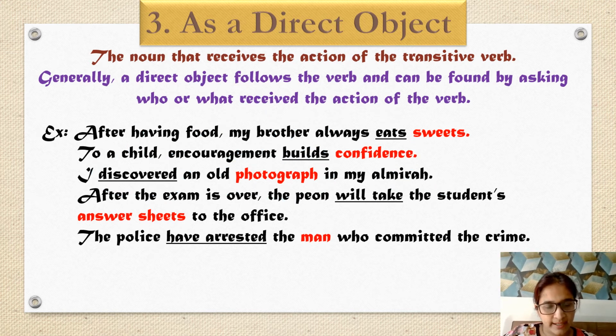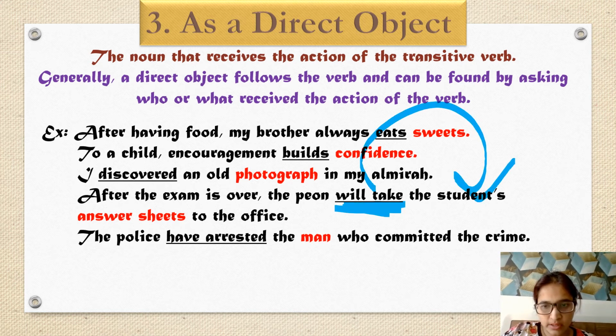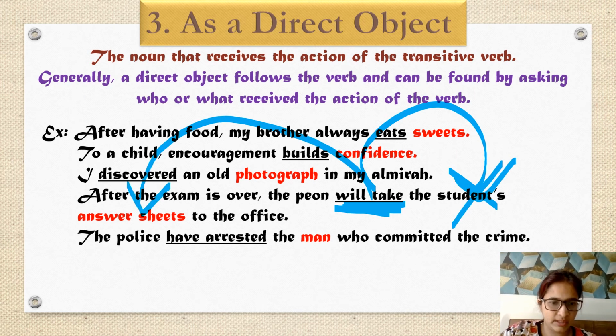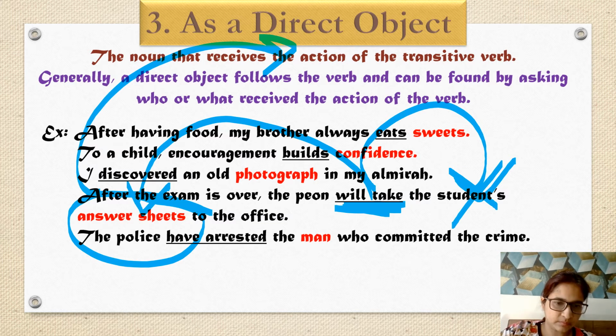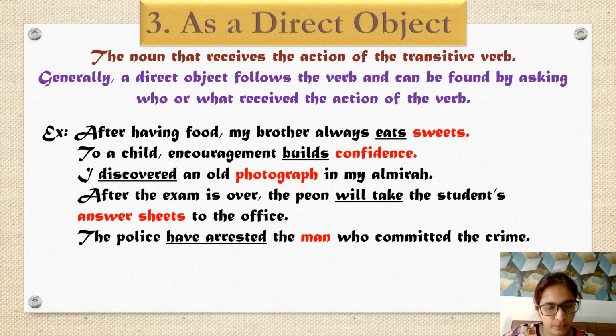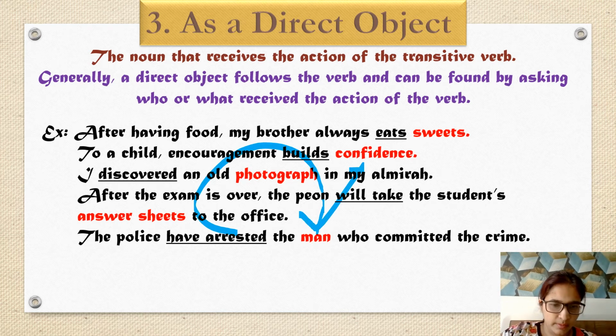Now, after the exam is over, the peon will take the students' answer sheets to the office. So will take is supposed to be the verb here. Will he take the students to the office? No, he won't. He is going to take the answer sheets to the office. So answer sheets is the direct object here in our sentence. Now let's see: the police have arrested the man who committed the crime. Have arrested is the verb. Have arrested whom? The man. So the man becomes the direct object here in our sentence.